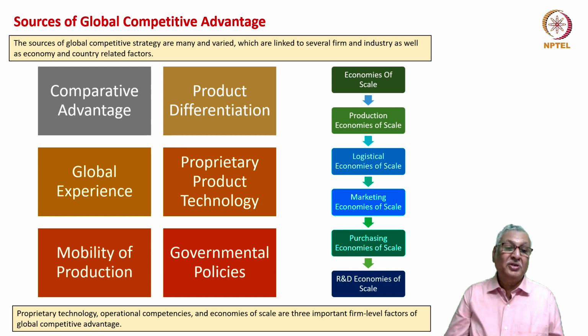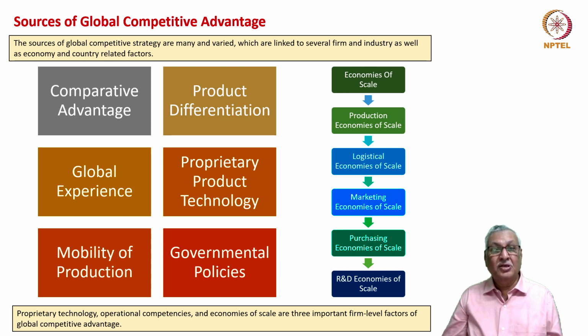There should be global experience. It should be cross-cultural. It should be also one global standard where it is required. Product technology must be proprietary. Mobility of production should be very clearly understood, and governmental policies should be proactively dealt with. We cannot override governmental policies, but we can advocate the right kind of policies that would make industry grow. So economies of scale are of several types in a global competitive advantage scenario.